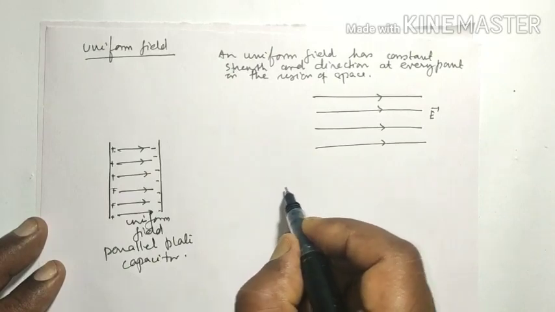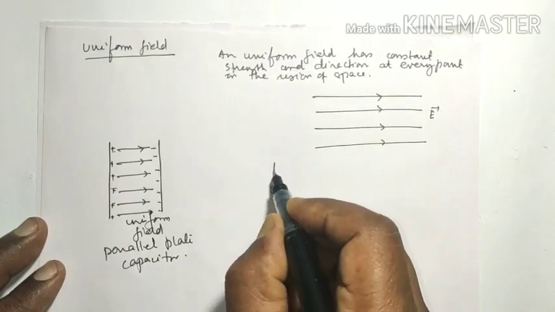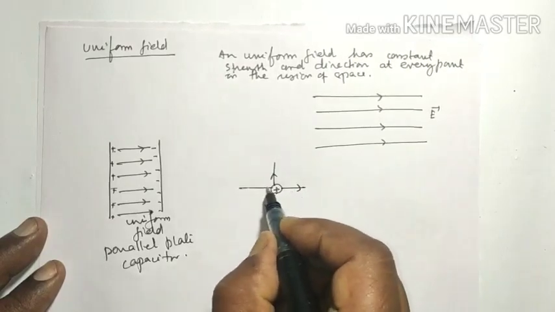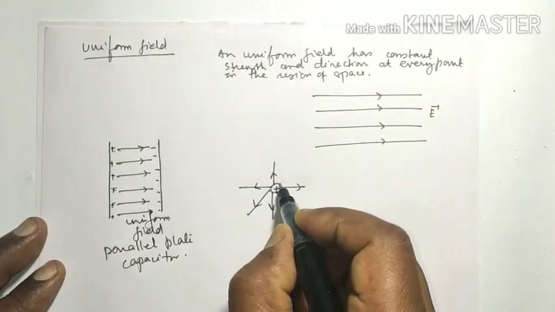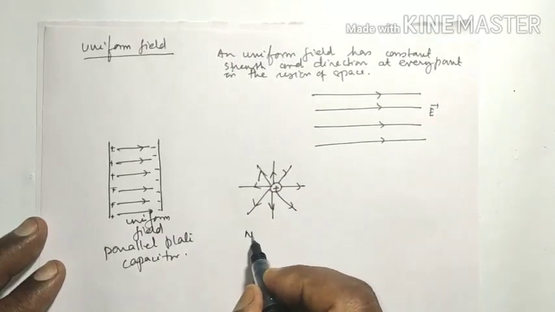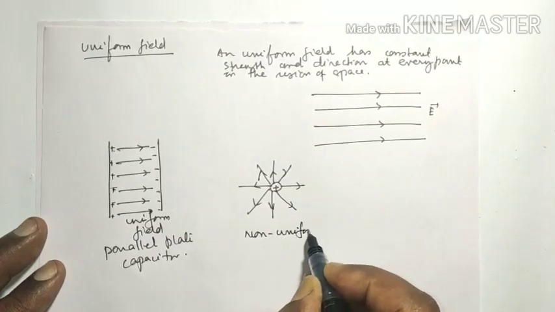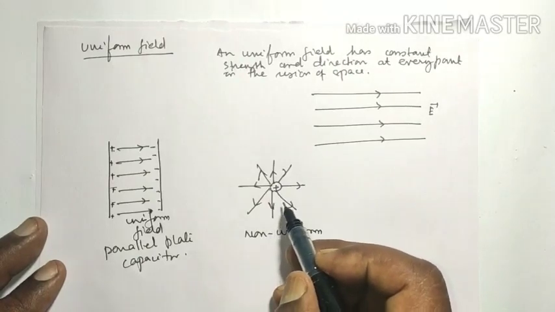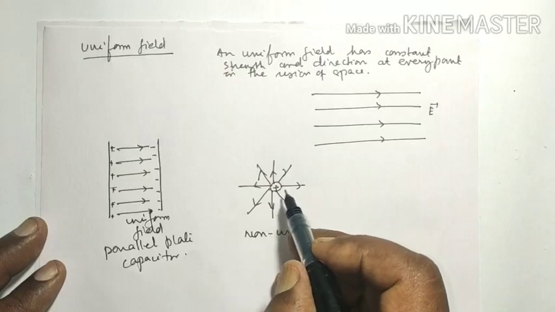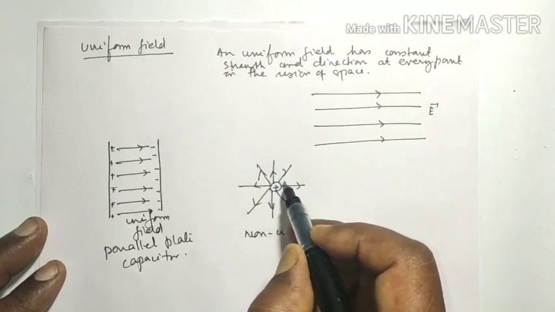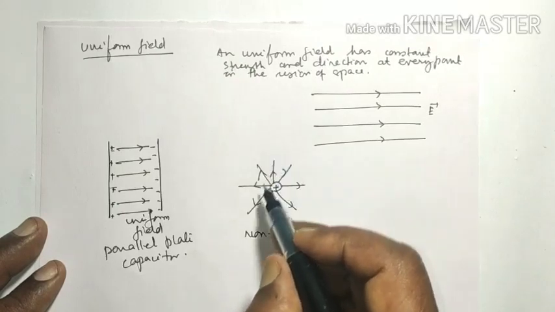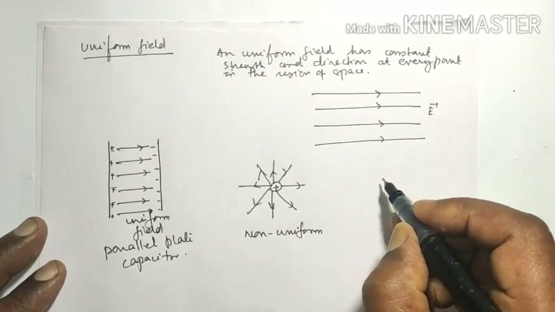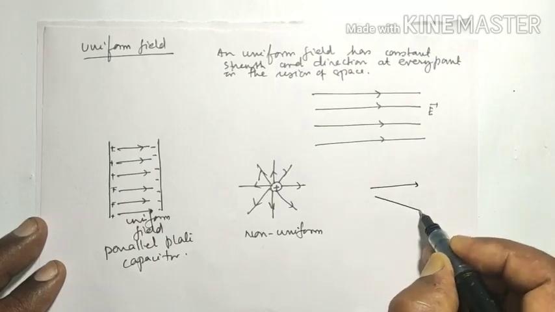But the field due to an isolated charge is non-uniform. Here the field lines are not parallel. So this field is non-uniform. Non-uniform field means the strength of the field varies and the field lines are not parallel. In this case, the field nearer the charge is stronger and farther from the charge is weaker. We can represent the non-uniform field like this, non-parallel.